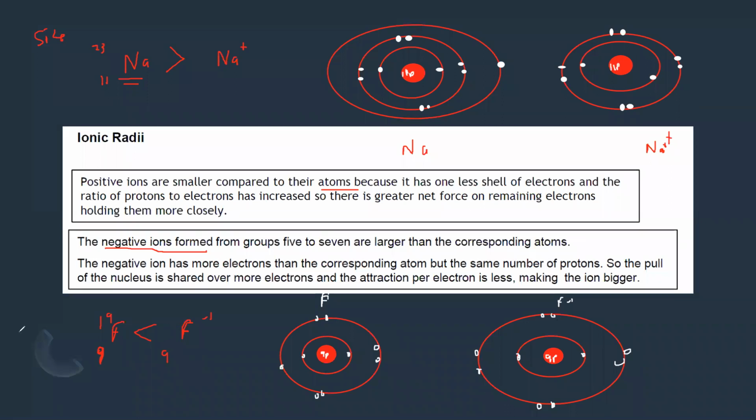So when we compare the size of the fluoride ion, it will be larger as compared to the fluorine atom. The negative ions have more electrons than the corresponding atom, but the same number of protons. So the pull of the nucleus is shared over more electrons. That's why it is bigger.